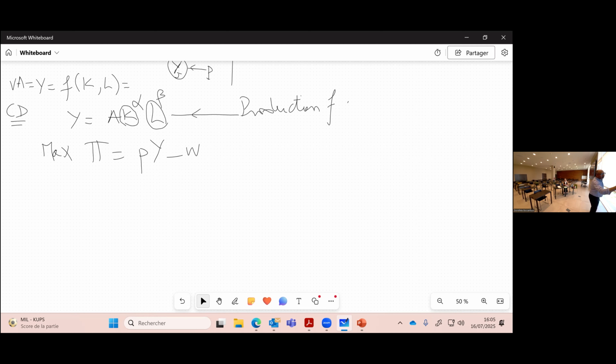minus salaries, minus capital remuneration. Okay, capital remuneration. So this is the profit. And to deduce that demand, we derive for each component: we are looking for the labor, and we have to derive for the capital. But we know that for Y, we have the specification here.